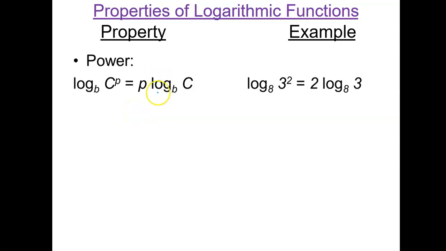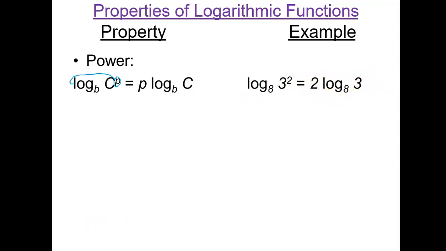So the last property that we're going to talk about today is called the power property for logs. So basically what that power property for logs tells me is if I have log base b of c and it's raised to the power of p, that power p can be written in front of the log. So these are equivalent. I can take this exponent and just move it out front. Those are going to be equal to each other. So for example, if I have log base 8 of 3 squared, I can take that 2 and move it down in front so that I get 2 times log base 8 of 3. These are equal to each other.